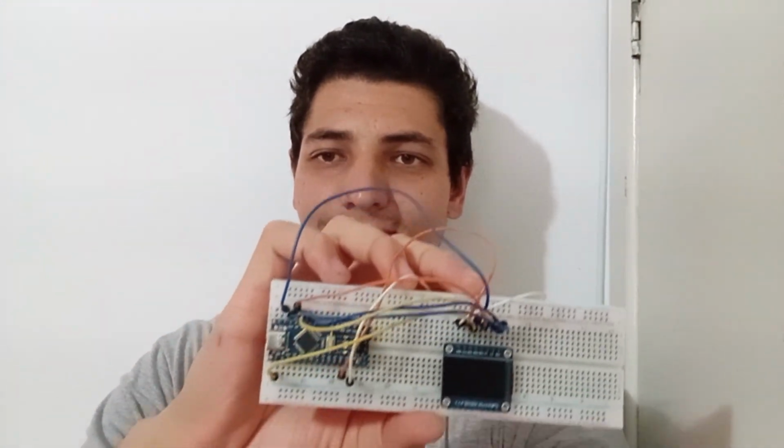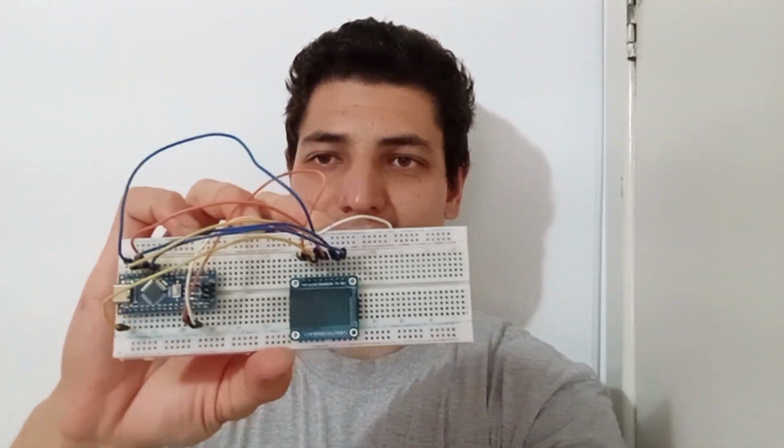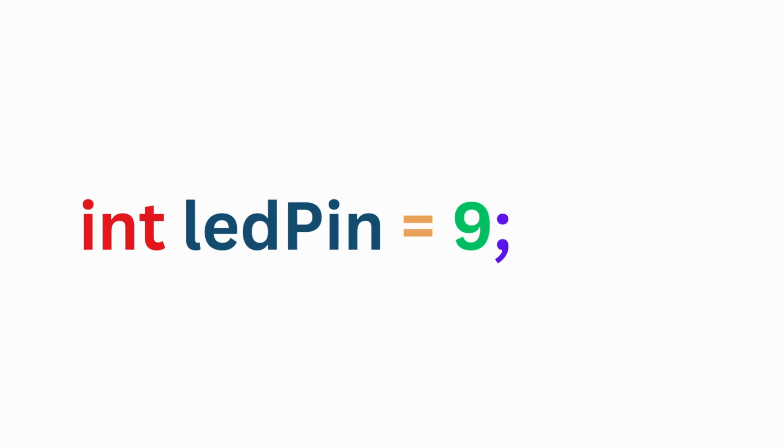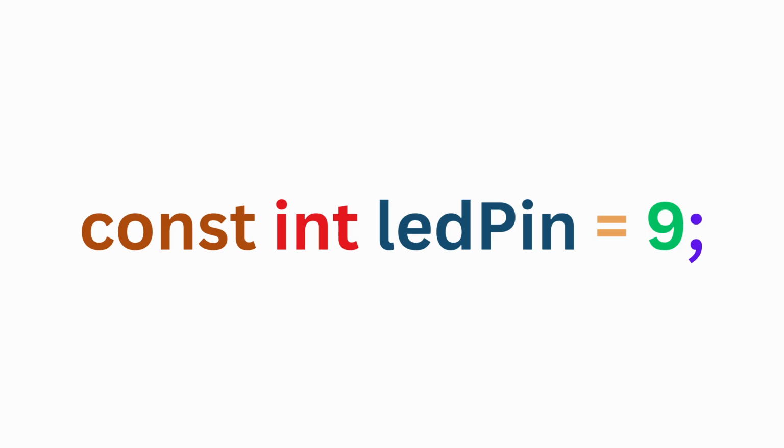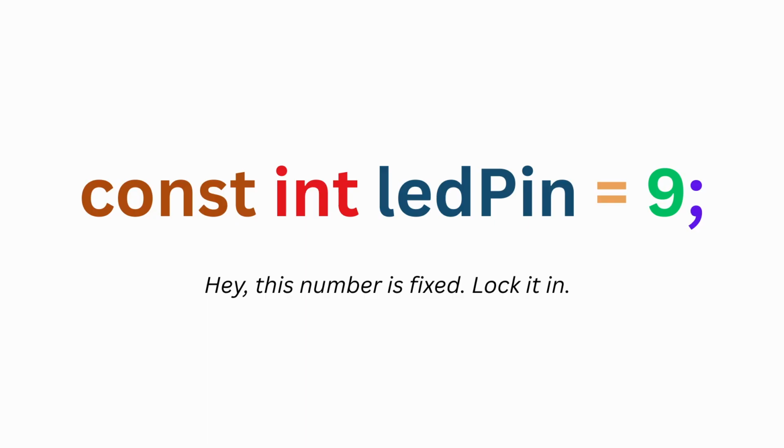We just talked about variables, but sometimes you don't want a value to change. That's when you use a constant. Let's say you write int LED pin equals 9. This works, but the value can still be changed later in the code, even by accident. LED pin equals 5, for example. But if you write const int LED pin equals 9, now the Arduino will protect that value. If you or anyone else tries to change it later, the code won't compile.